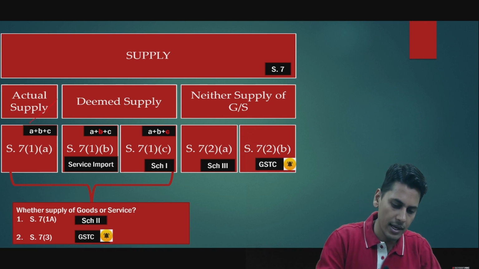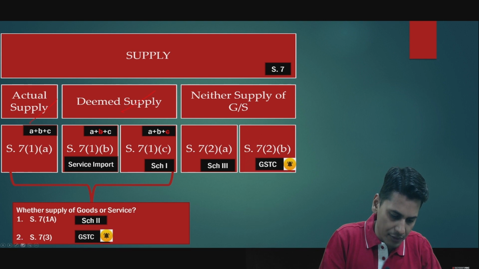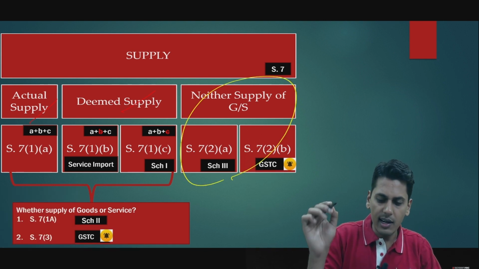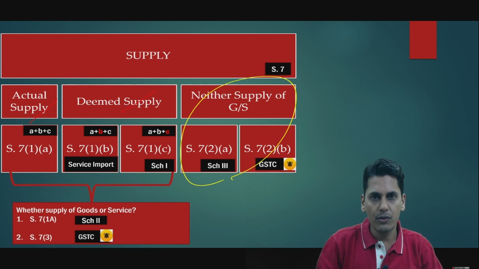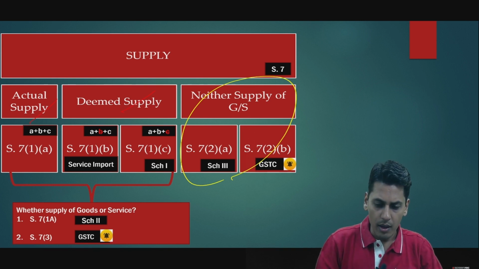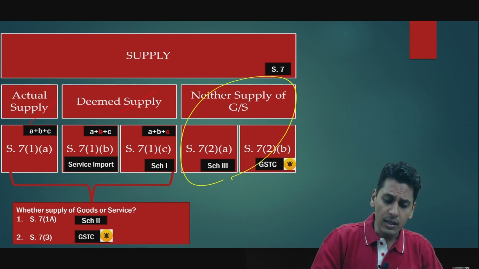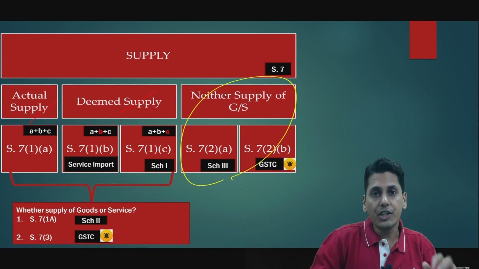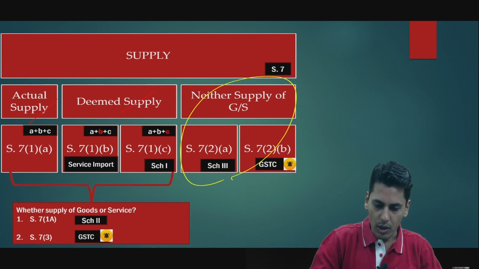You have actual supply, you have deemed supply. Once it is a supply, you could classify it further either as a supply of goods or a supply of services. And there are certain transactions which are neither a supply of goods nor a supply of services. Now friends, what is the change? The change is a very extremely cautious amendment which the government has brought in.